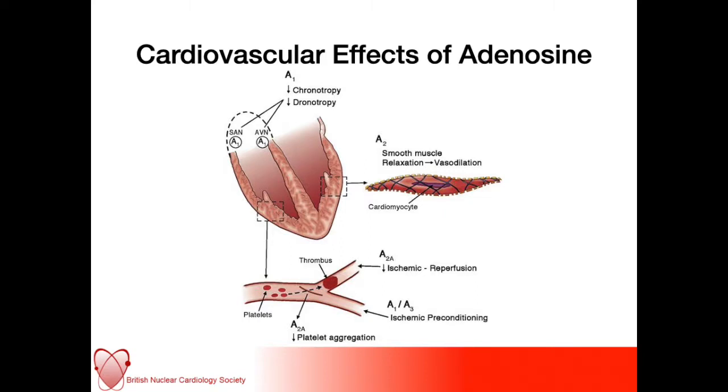Just to remind you of the cardiovascular effects of adenosine, the ones that we're interested in here are the ones on the smooth muscle in the arteriole, such that there's vasodilatation because they relax. However, there are chronotropic effects on the sinoatrial and AV node, such that you might exacerbate sick sinus syndrome or pauses, and there are obviously effects on platelets and thrombus and platelet aggregation.